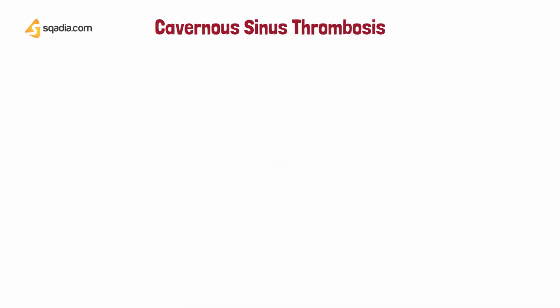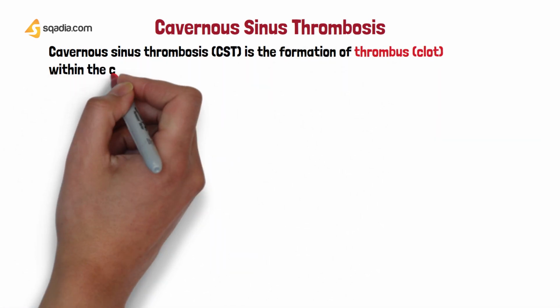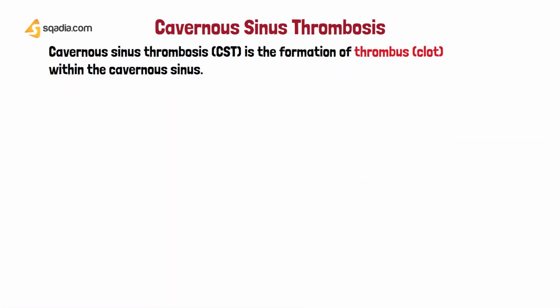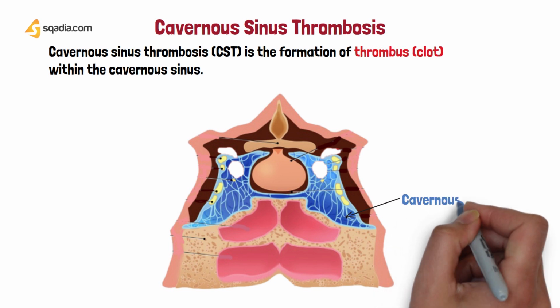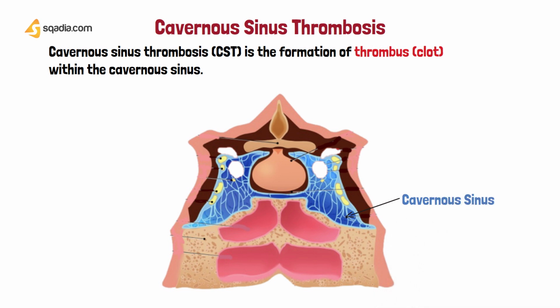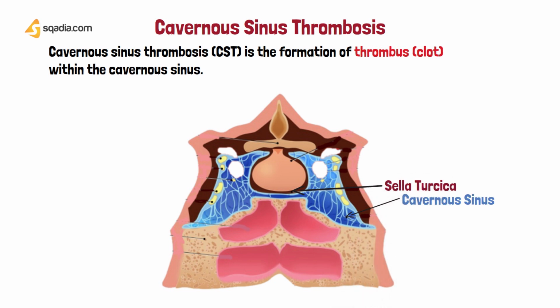So, as the name tells us, Cavernous Sinus Thrombosis is a formation of a thrombus or a clot within the cavernous sinus. So, in order to understand this better, let's go through the anatomy of the cavernous sinus and some of the structures that surround it. So, the cavernous sinus is a group of thin-walled veins that are located lateral to the wall of the sella turcica and medial to the temporal bone.